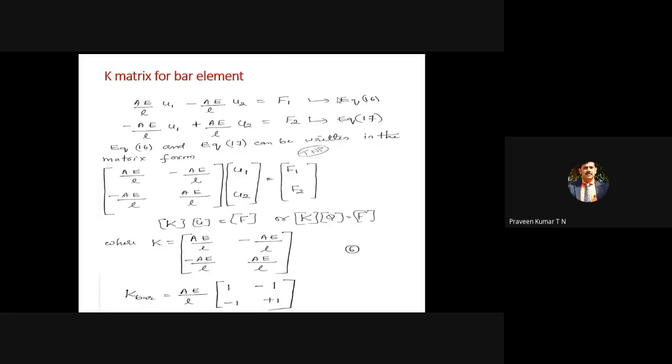So now I am writing equation numbers 16 and 17 together, in matrix form. You can see here, AE by L into U1. These two equations you are writing in matrix form. If you multiply this matrix and this vector, finally you get back equations 16 and 17.